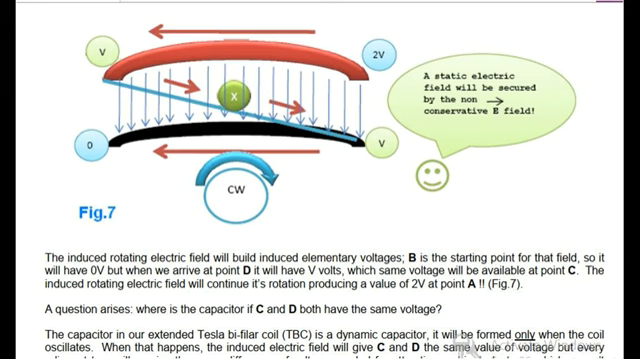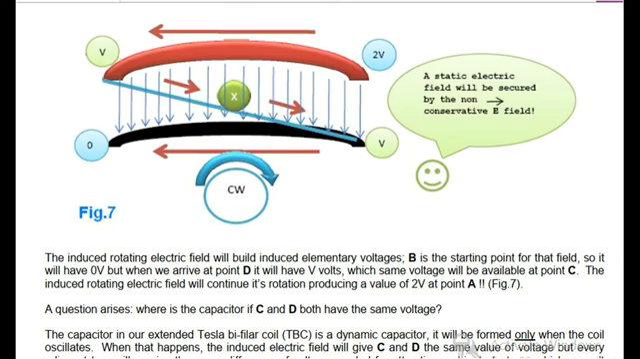Fig. 7. A question arises: where is the capacitor if C and D both have the same voltage? The capacitor in our extended Tesla bifilar coil, TBC, is a dynamic capacitor. It will be formed only when the coil oscillates.